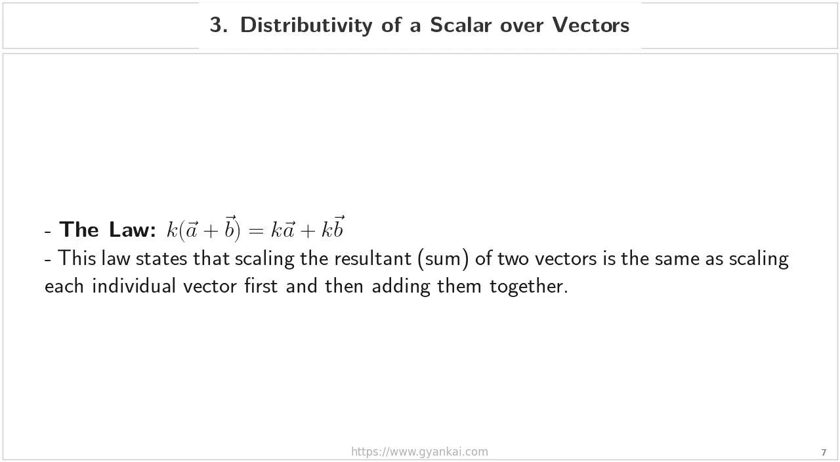Now that we have explored how scalars interact with a single vector through addition and associativity, let's move on to our third and final law, the distributivity of a scalar over vectors. Step-by-step explanation for distributivity of a scalar over vectors.